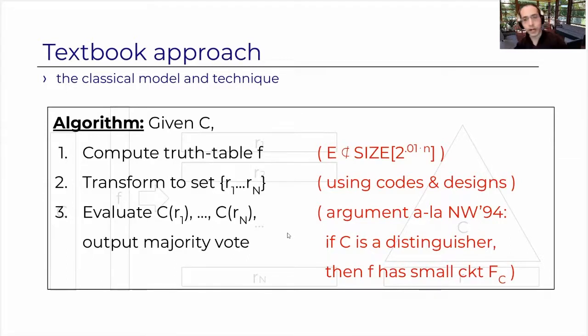And then using an argument in the style of Nisan and Wigderson from '94, we have a reconstruction. If C is a distinguisher for R1 up to Rn, then the hard function F has a small circuit, which is a contradiction. And we conclude that this set is pseudo-random for C. Why did I go into all this detail?